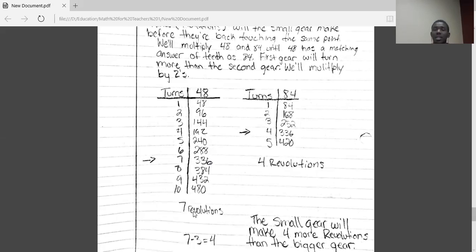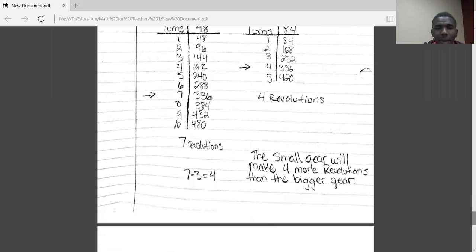So now we need to find the difference because we want to know how many more times the smaller one needs to turn than the bigger one, okay? So how many more turns? I did 7 minus 3, which I should have done 7 minus 4. I'm so sorry about this.